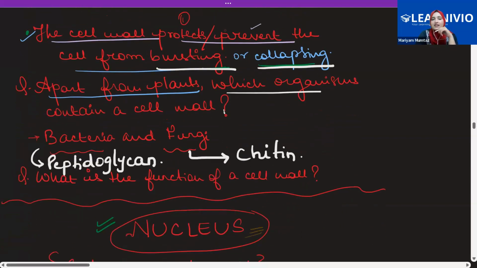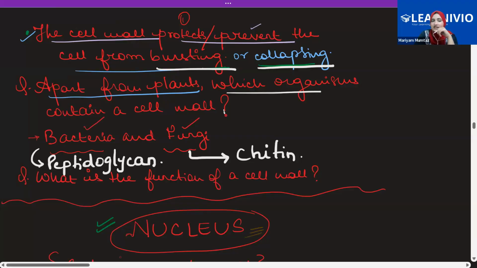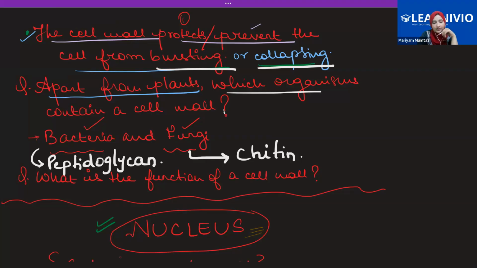Apart from plants, organisms such as bacteria and fungi have a cell wall. The bacterial cell wall is made up of peptidoglycan, and the fungal cell wall is made up of chitin. Clear? Yes, ma'am. So up until now, do you have any doubts? No, ma'am.